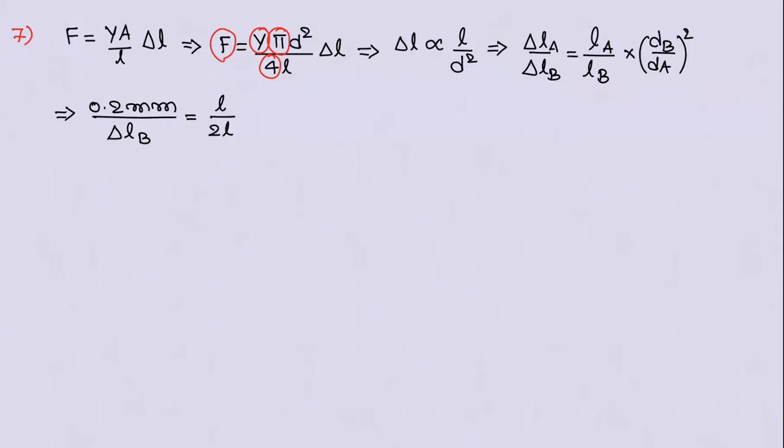And see, if you have enough practice, you don't write L and 2L. Simply you cancel and directly write 1 by 2. That's also good. And the diameter is 2.4 times. So the initial diameter of A is D, diameter of B is 2.4 D, and it is whole square. So if you cancel D, it's a matter of simple calculation.